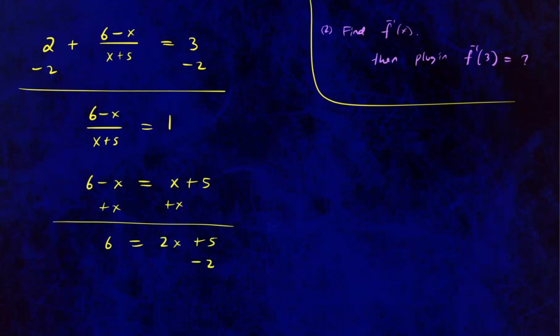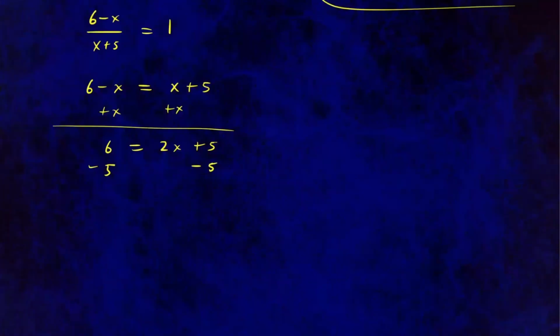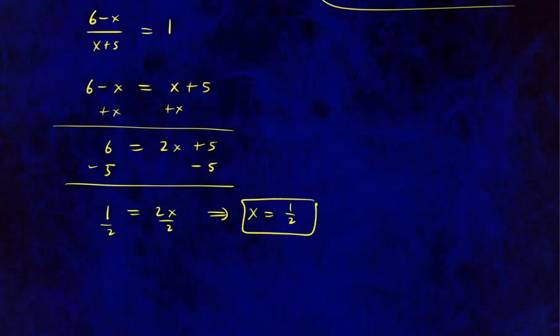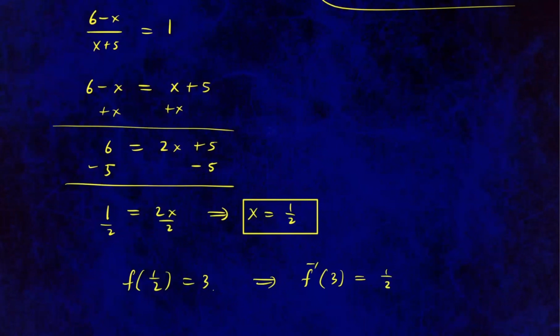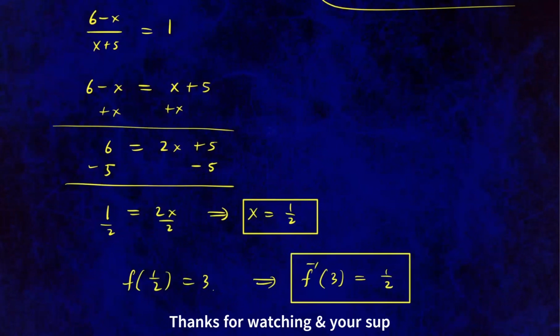And now I can subtract 5 on both sides. And that leaves me with 1 is equal to 2x. And then we divide both sides by 2. So that gives us that x is equal to 1/2. So what that means is we know f of 1/2 will give us 3. So that means f inverse of 3, which we were looking for initially, will be the corresponding x value, 1/2. So that's how you solve these types of problems.